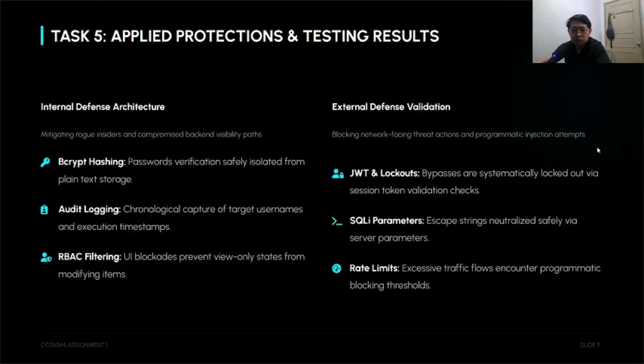Thank you. Task 5. So for internal protection, we apply bcrypt password hashing to secure the password. We also have audit logging to track the activities and role-based access control filtering to prevent the users from modifying the records. For external protection, the system has JWT authentication and temporary login restrictions to prevent unauthorized access, SQL parameterized queries to reduce injection attacks, and also request rate limiting to prevent basic denial of service.